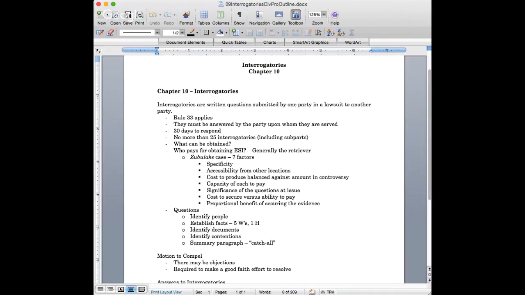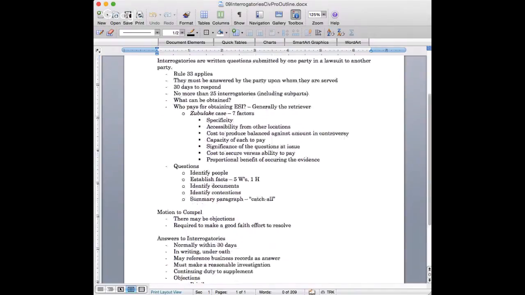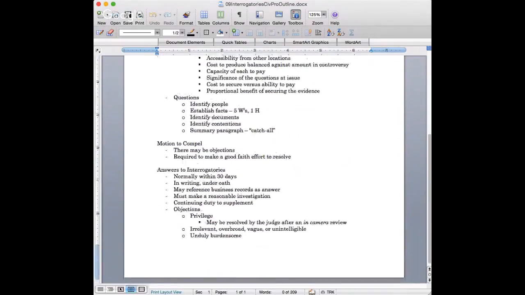And that's what Zubulake is about, like the ability to get the information. Again, one of the complicating factors of ESI. Typically, the questions that are asked are to identify people, to establish facts through the 5 W's: who, what, when, where, why, and how is the 1H. You identify the documents I need to ask you about, identify what you're contending, what is it that you're saying happened in the facts, and usually, is there anything that is relevant that I haven't asked about?